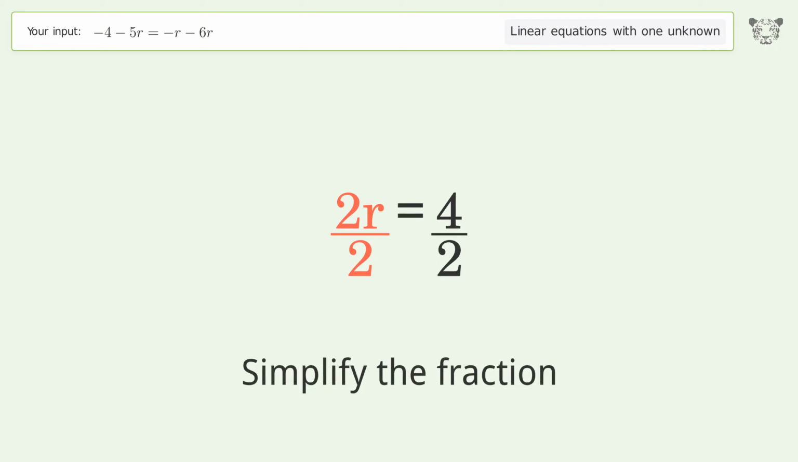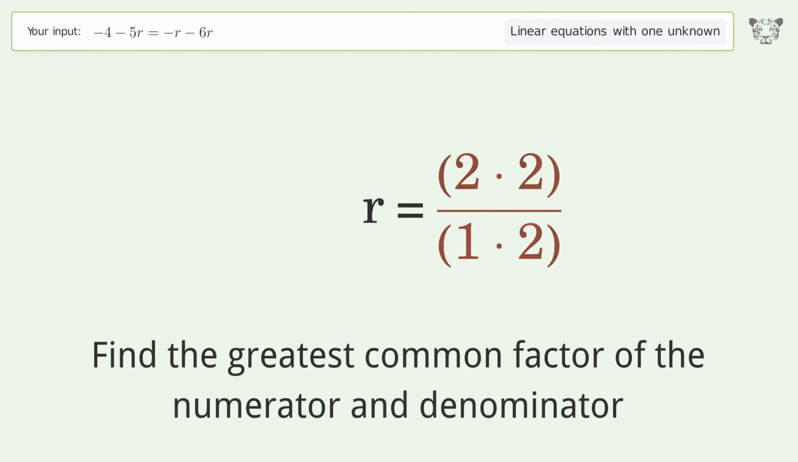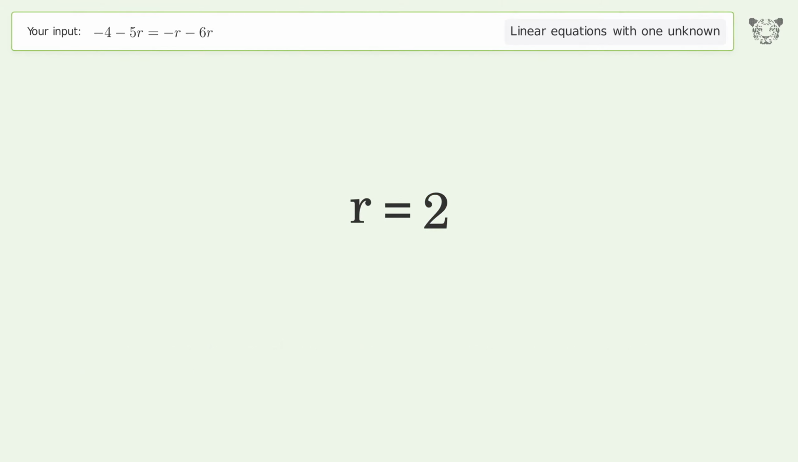Simplify the fraction. Find the greatest common factor of the numerator and denominator. Factor out and cancel the greatest common factor. And so the final result is r equals 2.